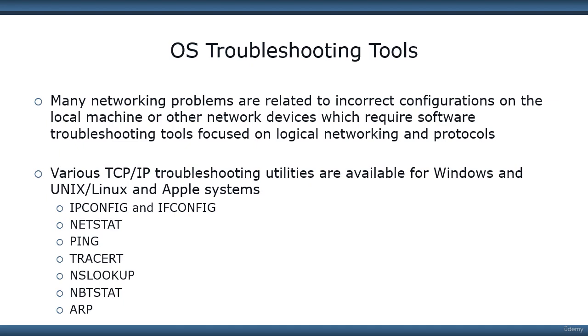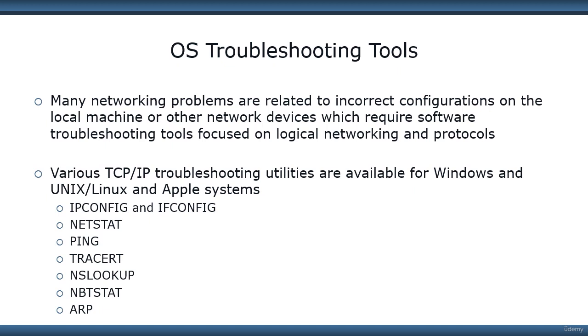Now, in addition to those types of tools, you have a bunch of operating system troubleshooting tools, and a lot of network problems are related to incorrect configurations either on the local machine or other network devices, and they require these troubleshooting tools that focus on logical networking and on protocols. So there are various TCP/IP troubleshooting utilities. Unlike some of these others that you may never actually use, these are going to be available on multiple platforms, and they are going to be very useful for you.